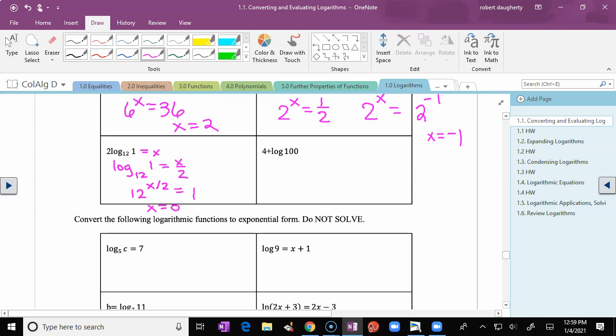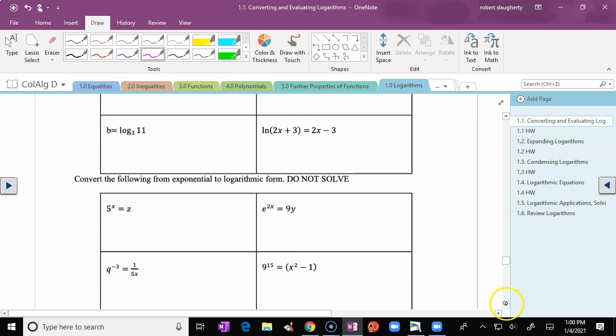4 plus log 100. Okay, so I know what 4 is. Let's just figure out what log 100 is. Log 100 is equal to x. Okay, this means that the log base 10 of 100 equals x. So 10 to the x equal 100, or x is equal to 2. So this is just 4 plus 2, which is 6.